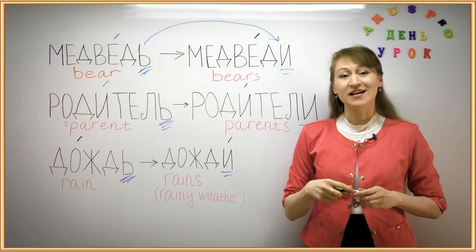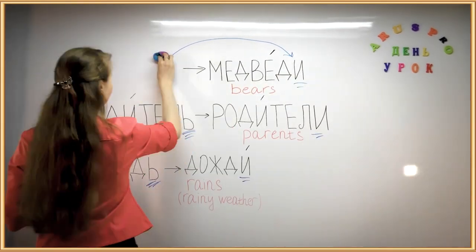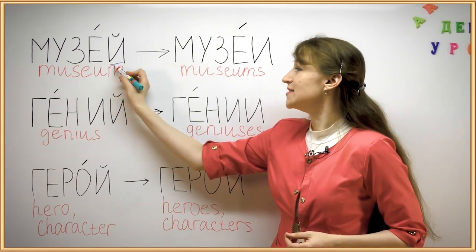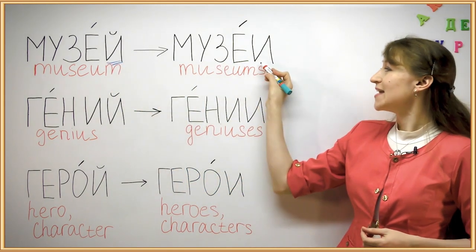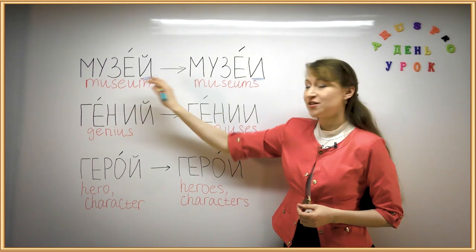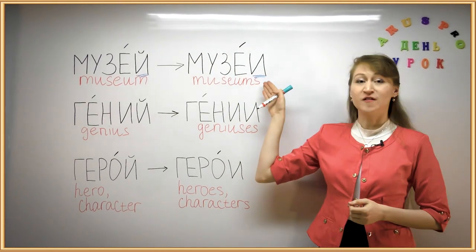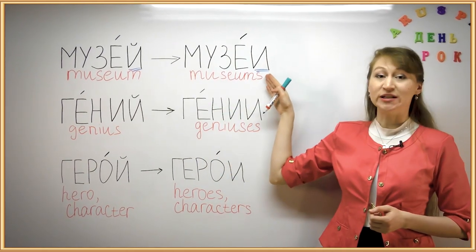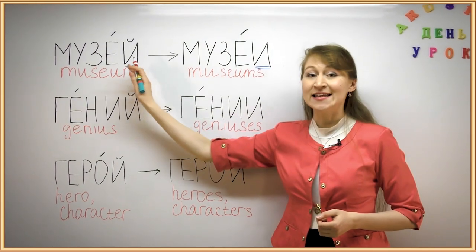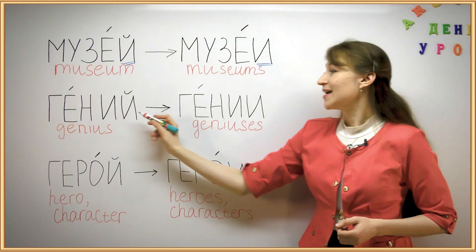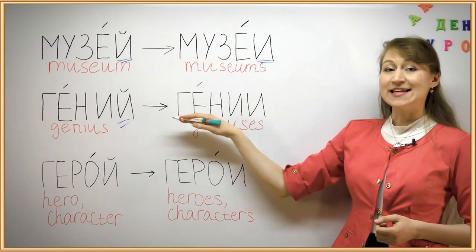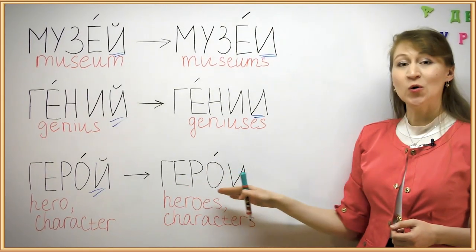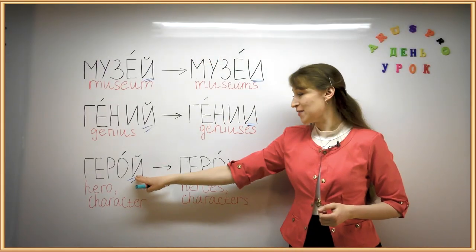Now let's look at some words that end in й. So, nouns ending in й. Музей. Музеи. As you can see, й, the short sound, turned into the vowel и. So this was a consonant, й. This is a vowel, и. Музей, музеи. Гений, гении. Герой, герои. A few words about this sound.